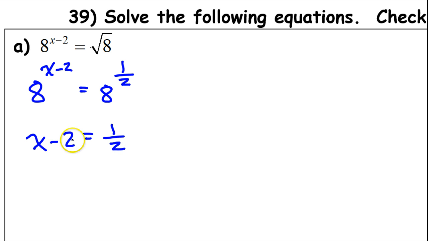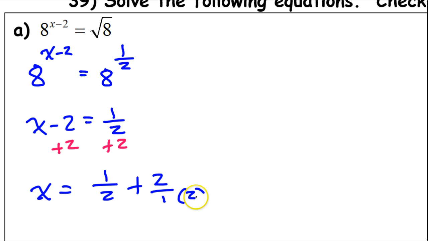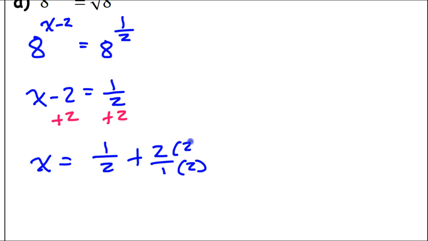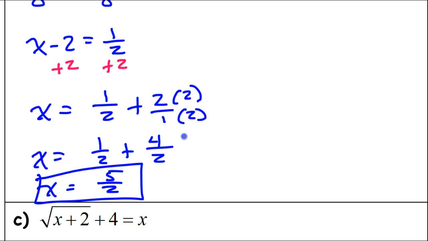So we have this, and then we would just add 2 to both sides. So that's going to give us x equals 1/2 plus 2. You can look at this as 2 over 1. You can make this into like denominators in this way. So we would have x equals 1/2 plus 4 over 2. So that would be x is equal to 5 over 2. Okay, so that's one way to do it.